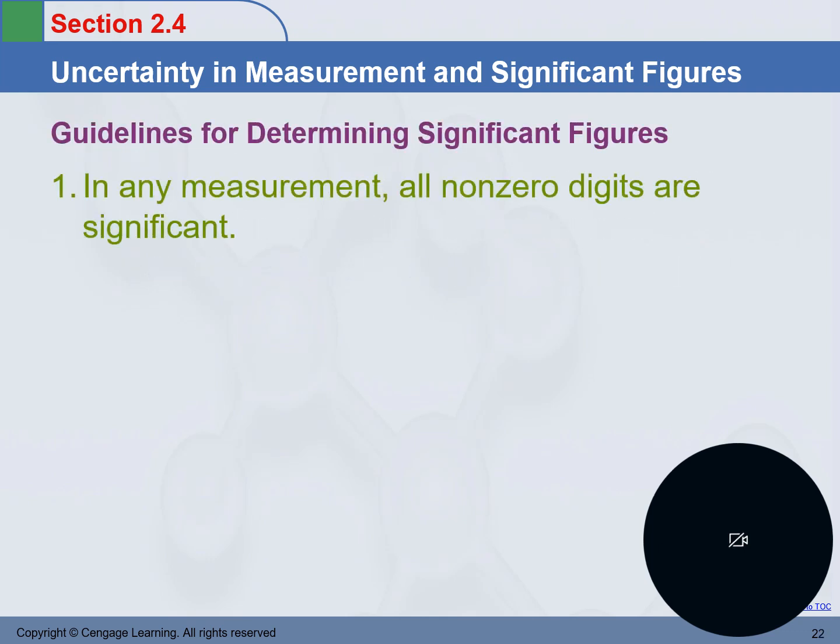Some of the guidelines for determining significant figures are on the slides to follow. All non-zero digits in a measured number are said to be significant. So that's the numbers 1 through 9. In this case, 3,456 has 4 significant digits. All these non-zero digits always count as being significant digits. Somebody took the time to measure those.